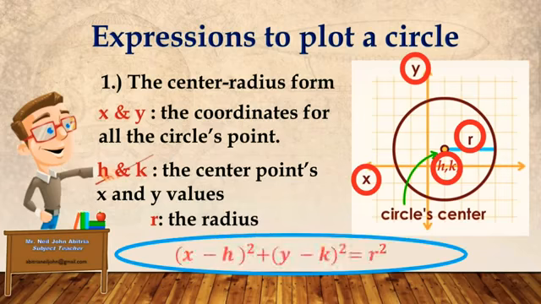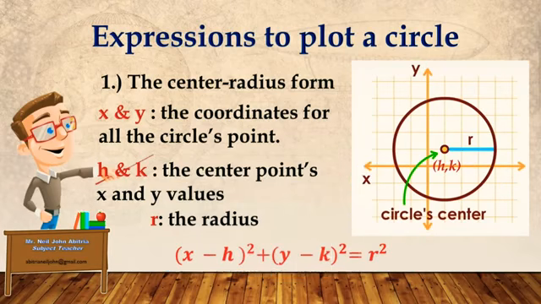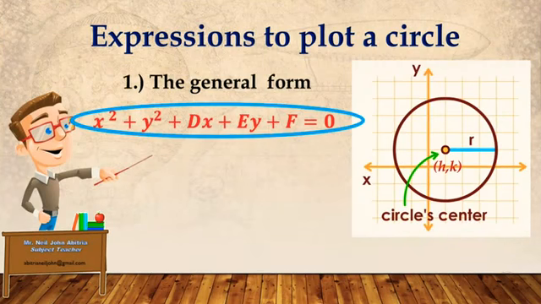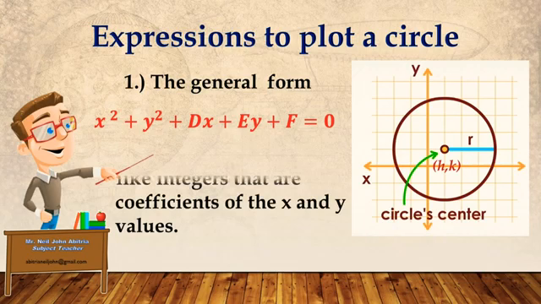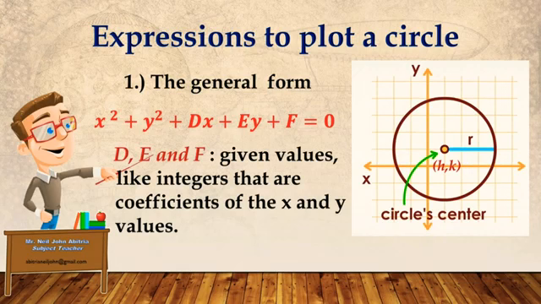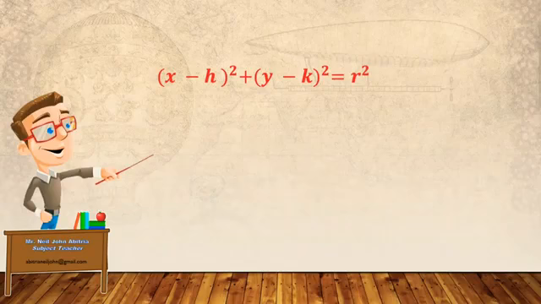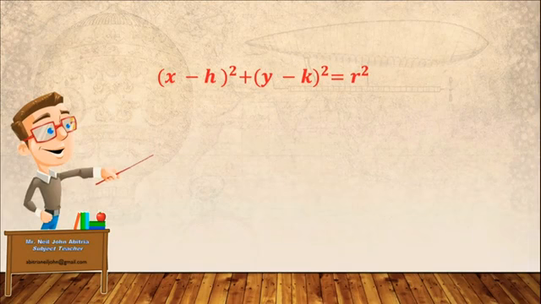In general form, it requires a lot more work than the center radius form to derive and graph. It looks like this: x squared plus y squared plus dx plus ey plus f is equal to 0. In the general form, d, e, and f are given values, like integers, that are coefficients of the x and y values.